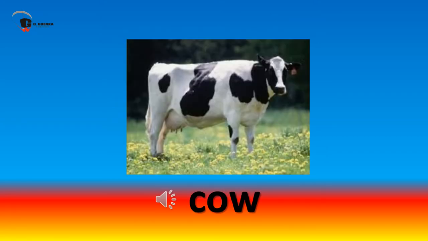So, first animal which we will do is cow. So, this is the picture of cow. You can see a cow with 2 eyes, 2 ears, 4 legs and a long tail. So, this is a cow.